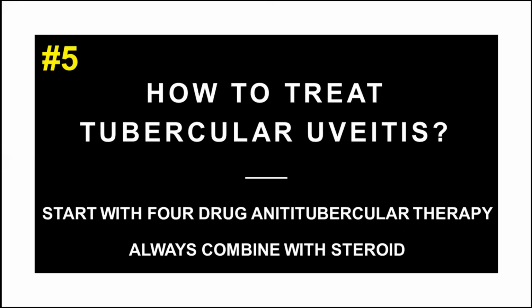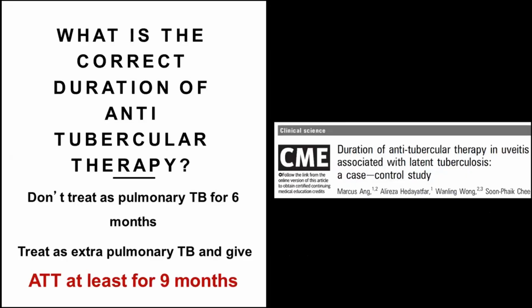How to treat tubercular uveitis? I feel that it should be started with a 4-drug antitubercular treatment. There is no compromise about it, and it is always combined with steroids. The inflammatory component doesn't go without steroid, so I always recommend giving oral steroid at the same time you start antitubercular treatment.